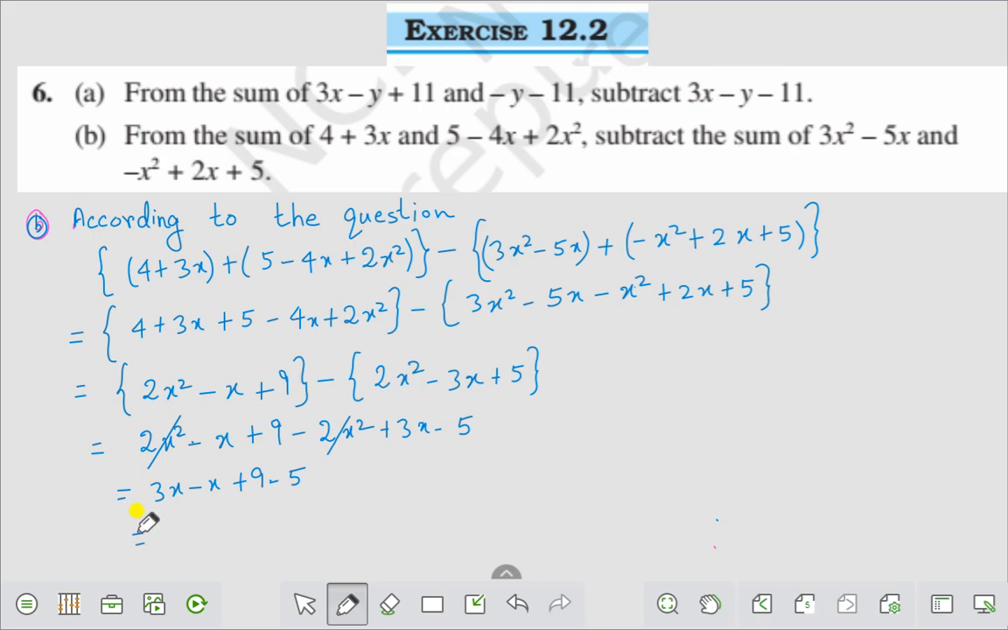Therefore, we are getting 3x minus x. 3x minus x is 2x, plus 9 minus 5. 9 minus 5 is 4. 2x plus 4. This is the answer.